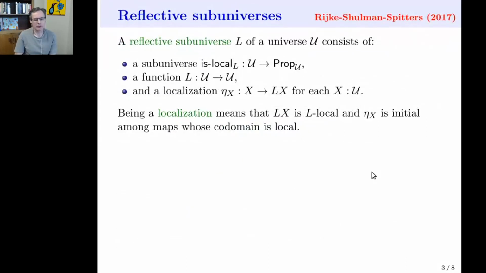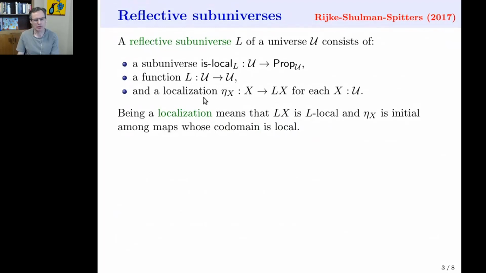So let me try to explain precisely the concept that I'm going to talk about. So I'm going to review some results from the Rijke-Shulman-Spitters paper from 2017. And a lot of this is also in the HoTT book. So a reflective subuniverse, L, of some universe in homotopy type theory, first of all, consists of a subuniverse. So there's a predicate on the universe that lands in propositions. There's some function from the universe to itself. And then there's a map from every type X to L of X, where L is this function.